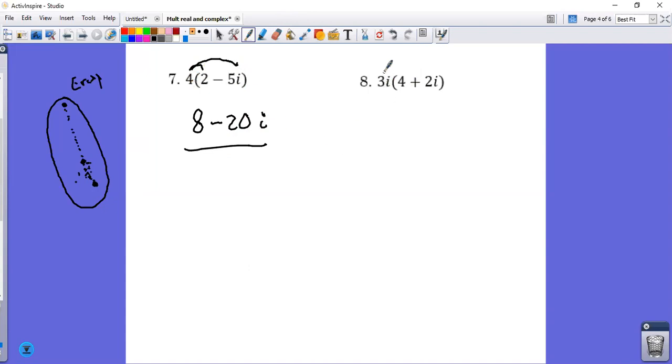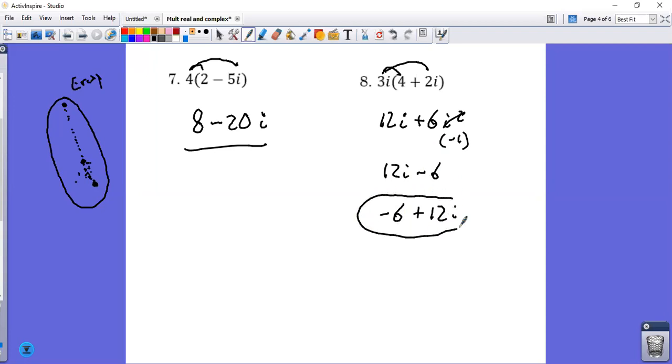But if it does have an i, be careful, because 3i times 4 would be 12i. But then 3i times 2i would be 6i squared. i squared is negative 1. So that's actually 12i minus 6. And then if you're taking a multiple choice test, it'll probably be written in standard form with the real number first and then the imaginary part. It'll get switched around. So when you're distributing an i, it actually changes the real to imaginary and the imaginary to real.